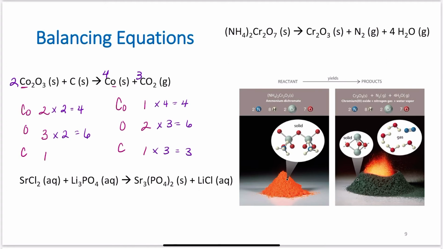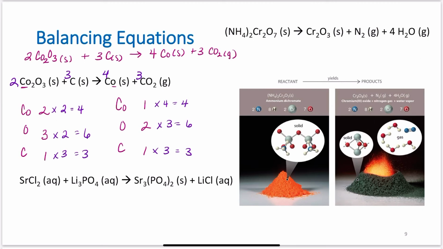I've got 1 carbon on my reactant side, but 3 carbons on my product side, so I need to go ahead and multiply this by 3 as well to balance out my carbons. If you were to rewrite that equation, 2 moles of Co2O3, trying to emphasize that's the lowercase o is hard for me, plus 3 moles of carbon gives me 4 moles of Co plus 3 moles of CO2. And that is balanced.